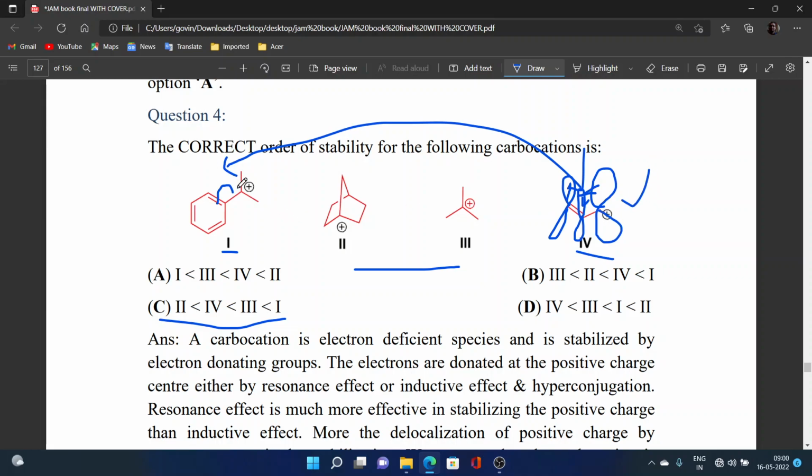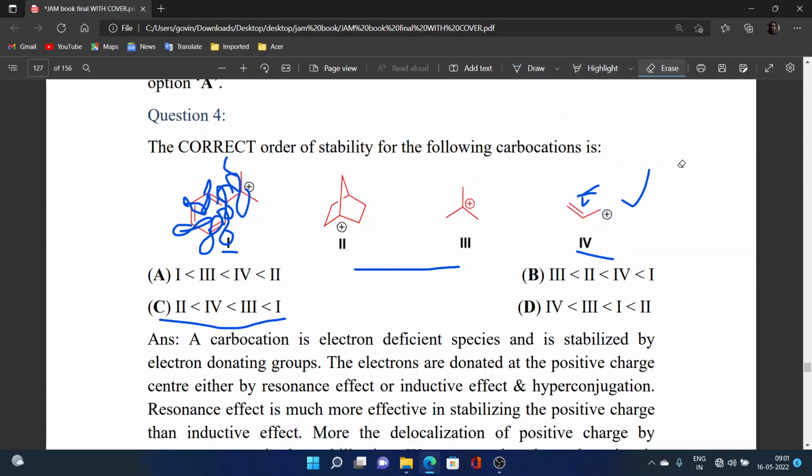And here you can see, there is a vacant p orbital, it is being stabilized by so many p orbitals, this p orbital, this p orbital, and this p orbital. So all of them are stabilized by pi bonds. So pi electrons are not strongly held, they overlap very well, the electrons are more easy to move and therefore they stabilize. So very clearly 4 and 1 are more stable than 2 and 3, and among 4 and 1, 1 is more stable than 4.